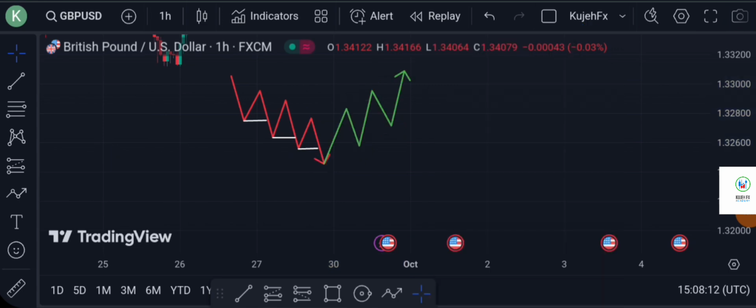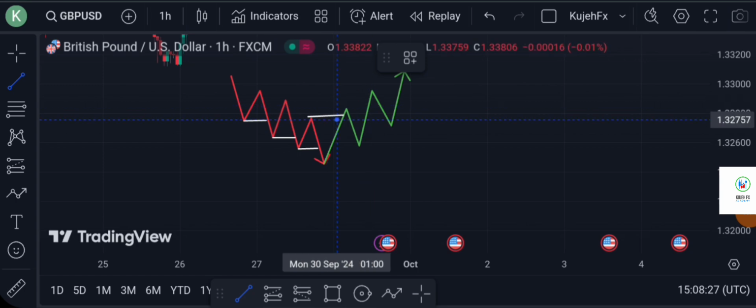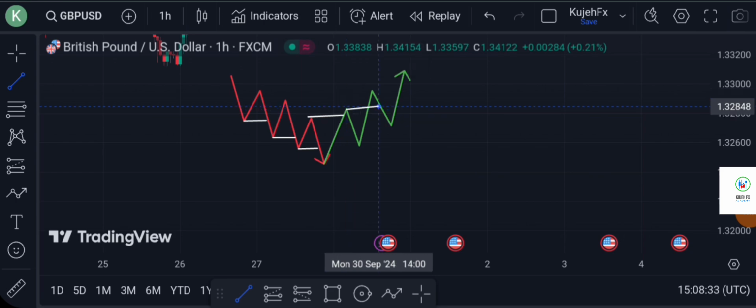How can you tell? When the market gives you this break of structure in the opposite direction, what we call change of character. Now the market comes down here, creates a higher low, goes up to break the previous higher high that has been created, telling you that it wants to continue its direction to the upside. So this is what we call break of structure to the upside.